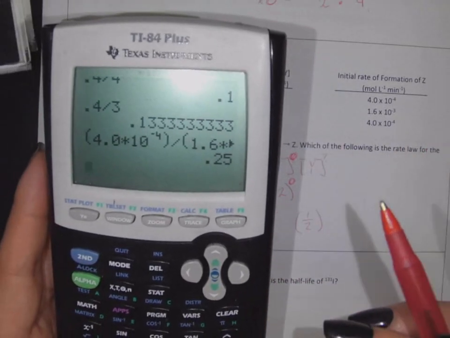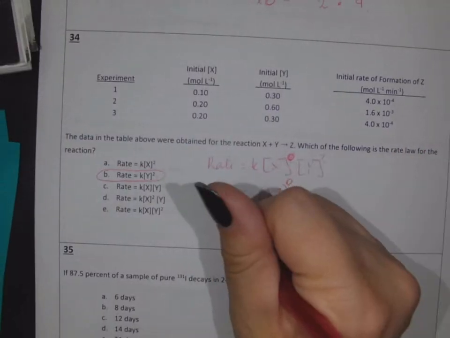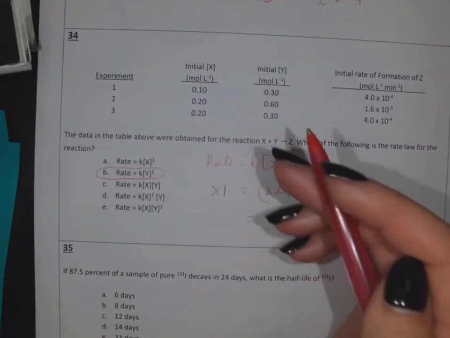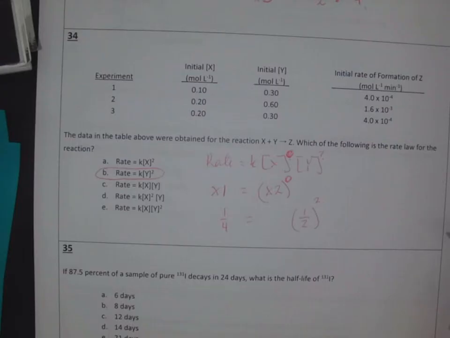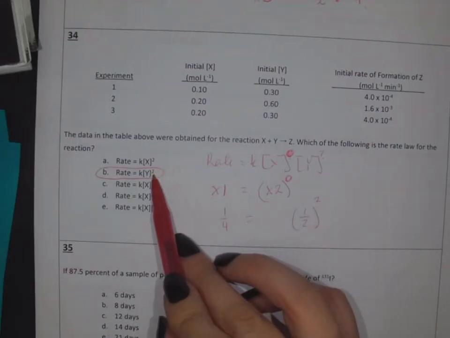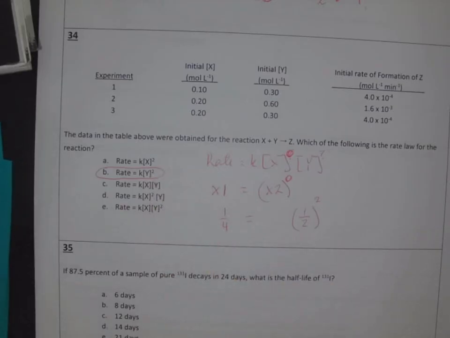So this is 0.25, or a fourth. So when we halved the concentration, the rate was a fourth of what it used to be. So this had to be second order then, because 1/2 squared is equal to 1/4, and that is consistent with our answer of Y being second order.